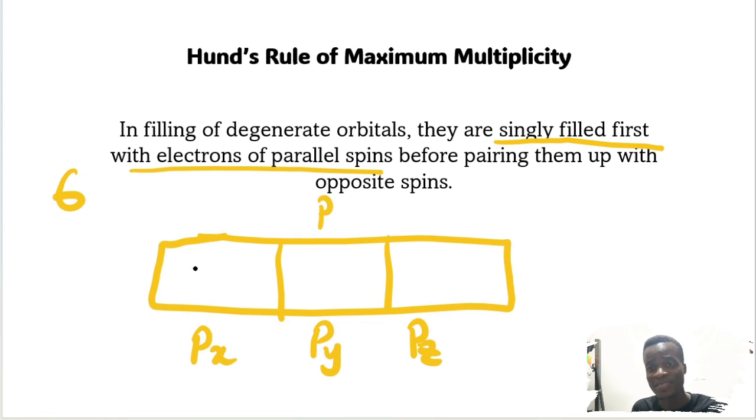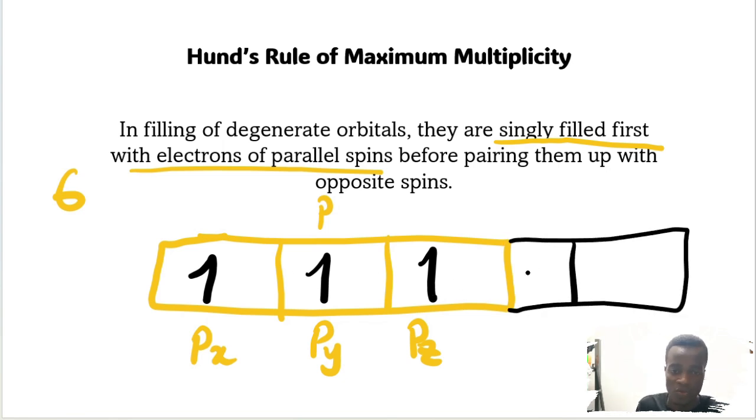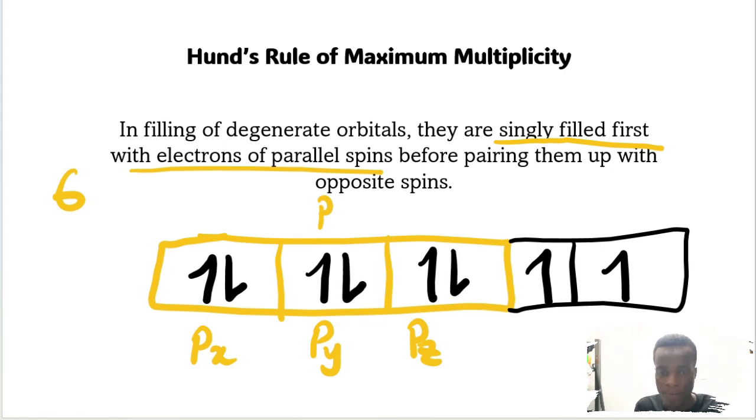So if you are filling degenerate orbitals, they say you have to singly fill first with electrons of parallel spins. This one should be parallel with this, and this one parallel with this. You see all these are parallel, right? If you have more sections, let's say the D, then we'll continue and continue. They should all be parallel first. When you get to the maximum and you know that in this orbital you have reached the maximum, then you come back and now pair them up with the opposite spins.